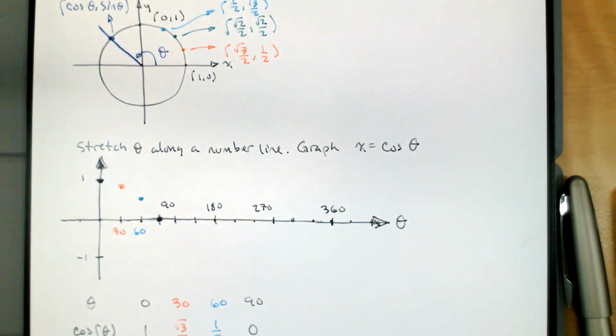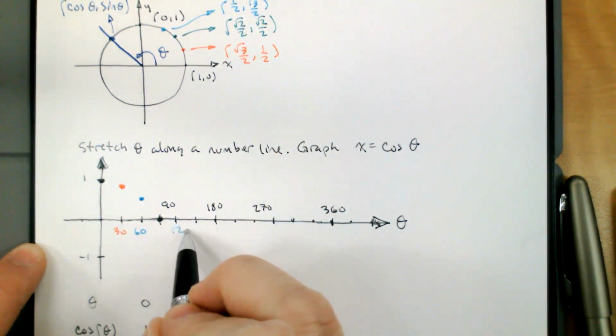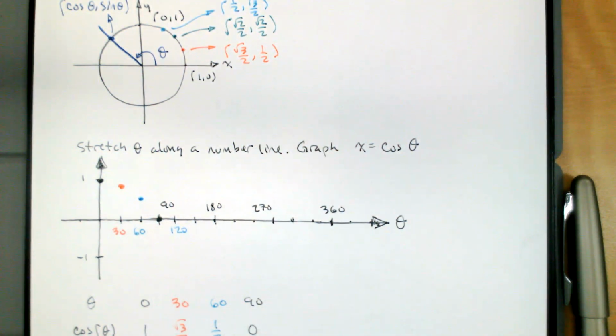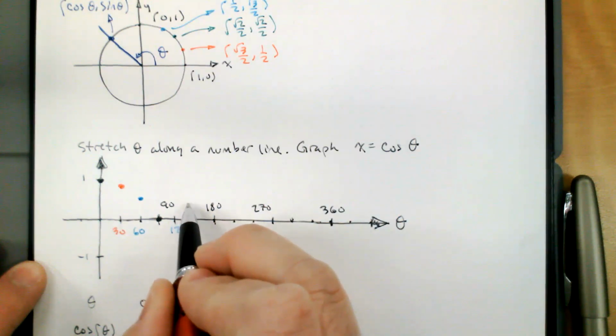Now, before I connect these up, I want to keep going. So after 90, 30 degrees later is 120. And 120 is a 60-degree reference angle. So after 90, this point's going to be at 120. And then after 120, 30 degrees after that is 150. So this point's going to be a 150.